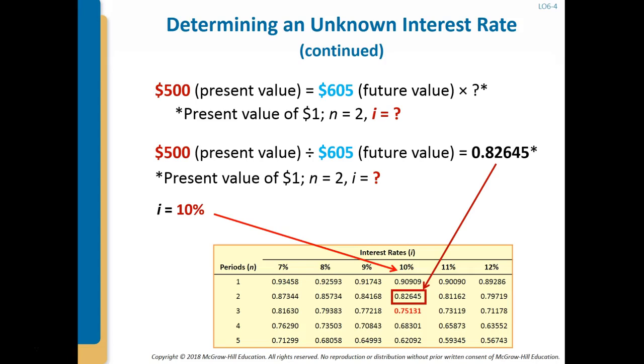Rearranging algebraically, we find that the present value table factor is 0.82645. When you consult the present value table, which is Table 2, you search row 2, since the number of periods is 2, for this value, and you find it in the 10% interest column. So the effective interest rate is then 10%.